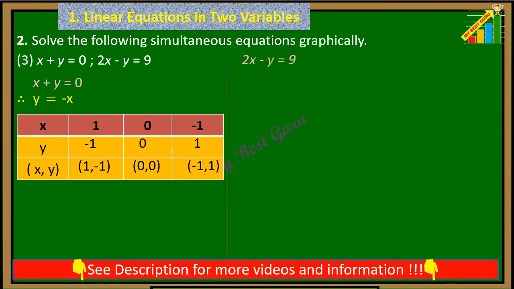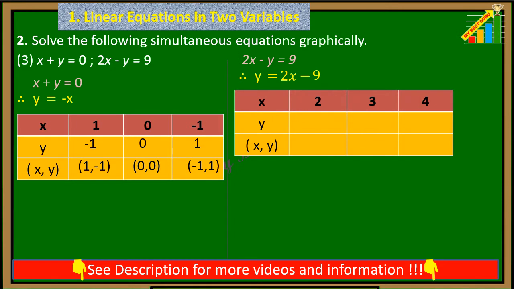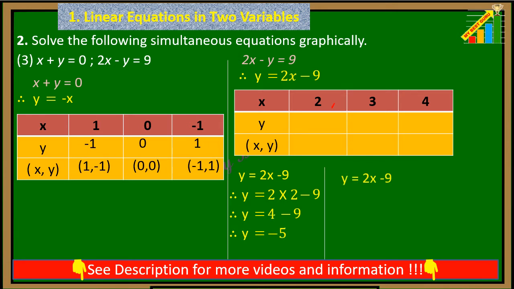Now for the second equation, 2x minus y is equal to 9. So y is equal to 2x minus 9. Now we will find the solution for this. So just put the values of x as 2, 3 and 4. Now we will go for the first one. Your equation is y is equal to 2x minus 9. So y is equal to 2 multiplied by 2 minus 9, which is 4 minus 9. So you got the value of y as minus 5.